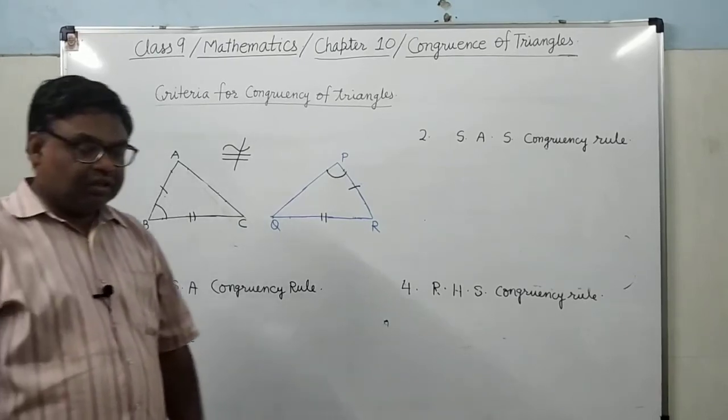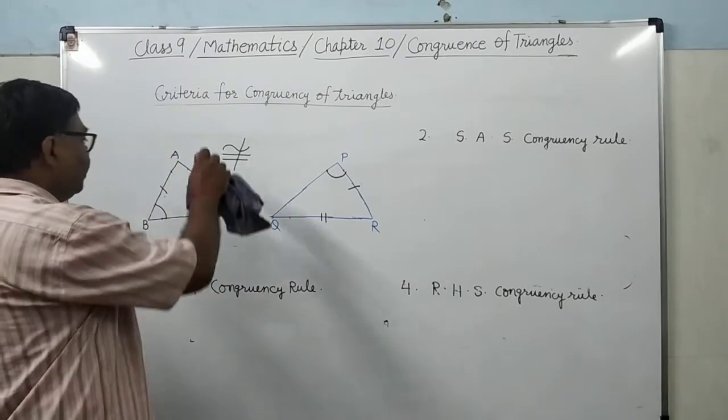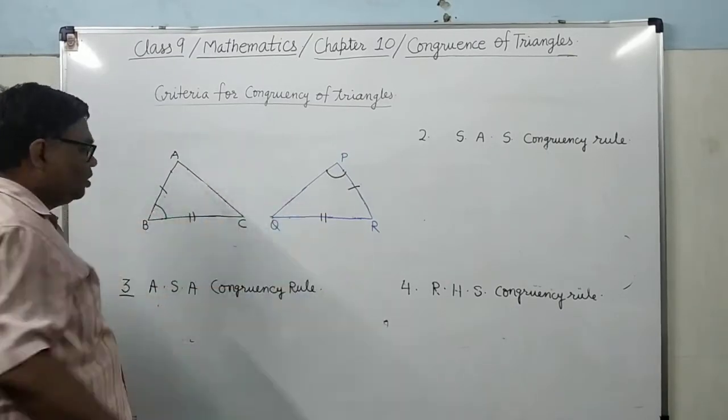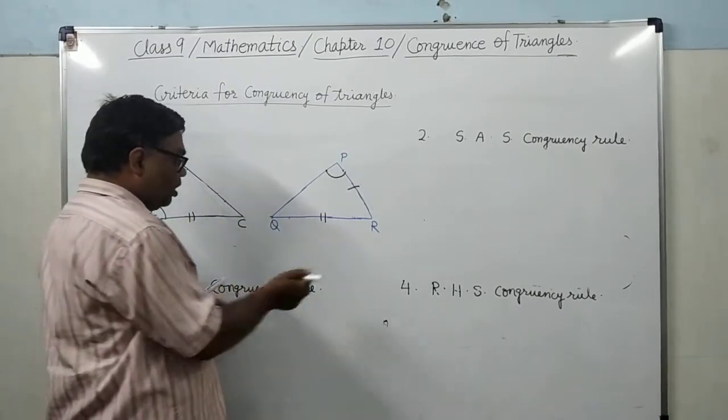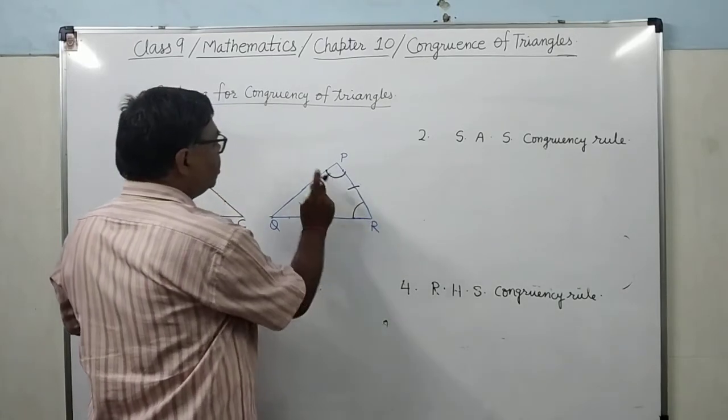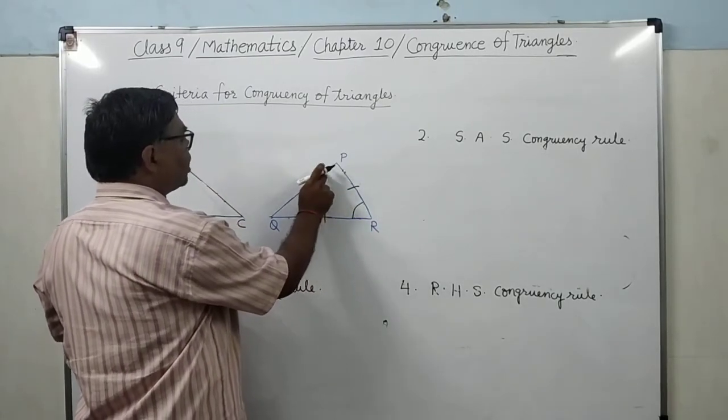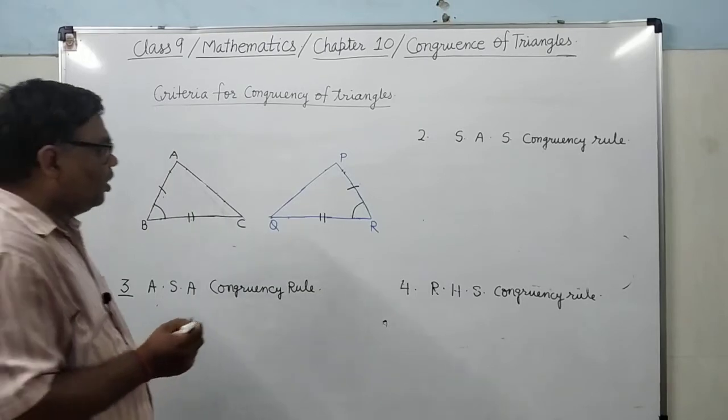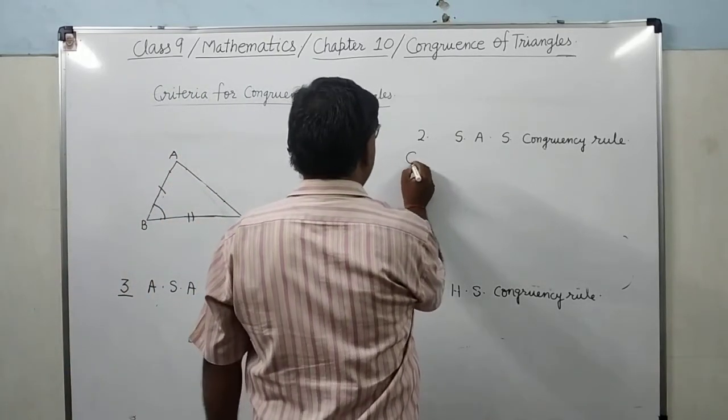It's clear. Now see here, if angle B is equal to angle R, then they will be congruent, because then that criteria will be fulfilled. So you can see here what is given here.